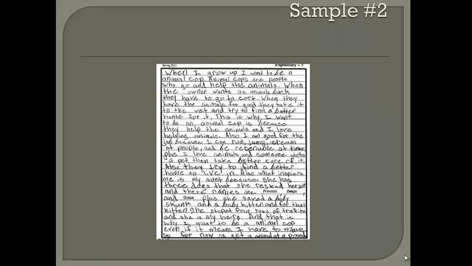Here's the next score point 2. You'll notice it's a little bit longer. When I grow up, I want to be an animal cop. Animal cops are people who go and help the animals. When the owner wants its animals back, they have to go to court. When they have the animals for good, they take it to the vet and try to find a better home for it. This is why I want to be an animal cop. It's because they help the animals and I love helping animals.